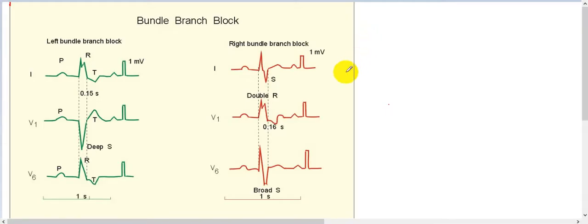Okay, so today we're going to talk about the bundle branch blocks. There's two of them: a right-sided bundle branch block and a left-sided bundle branch block. So let's start off with the left bundle branch block.